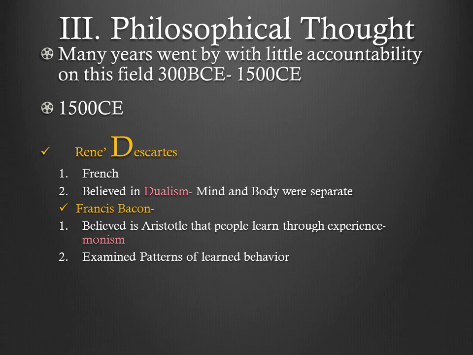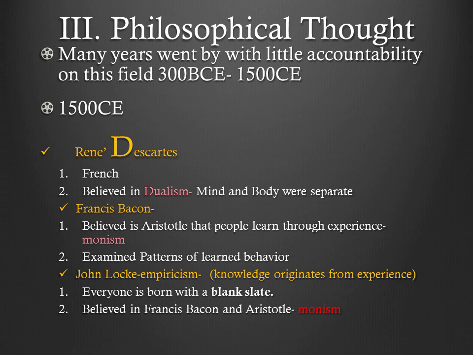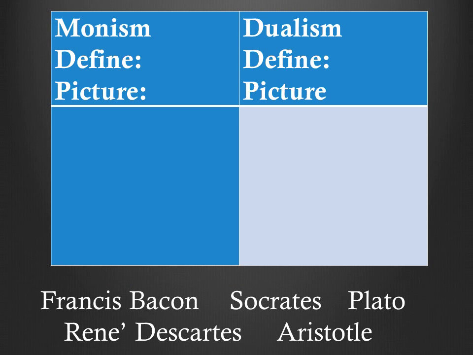And then this brings us to John Locke, born with a blank slate. He believed in Francis Bacon and Aristotle, which is monism. John Locke believed in empirical data.